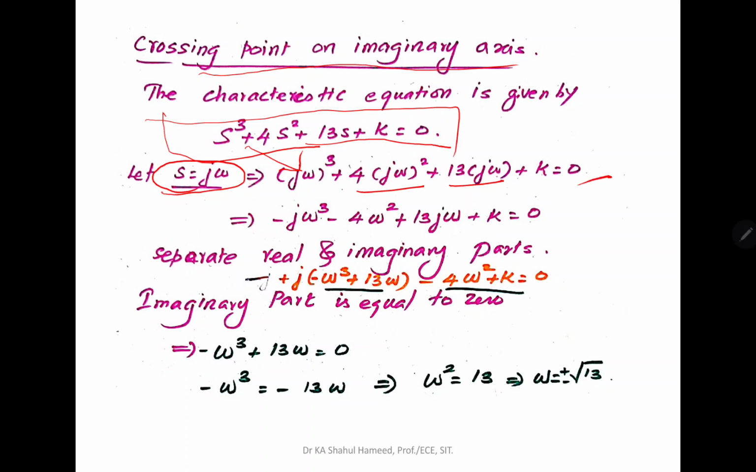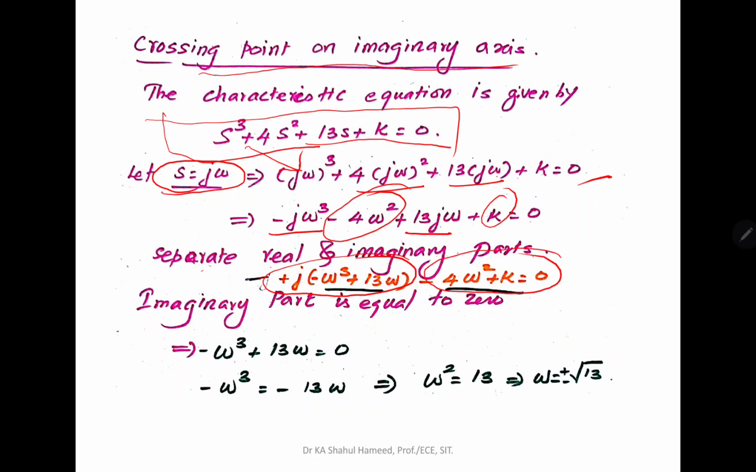Now we have to separate imaginary and real values. That is, the imaginary part is minus j omega cube plus 13 j omega. The real part is minus 4 omega square plus k. So this is the imaginary part and this is the real part.